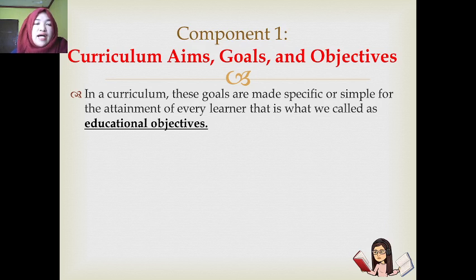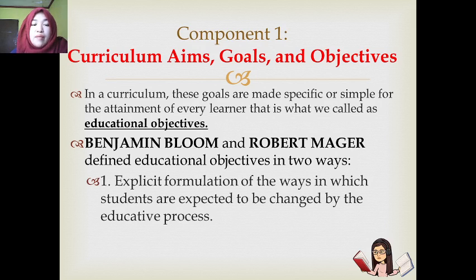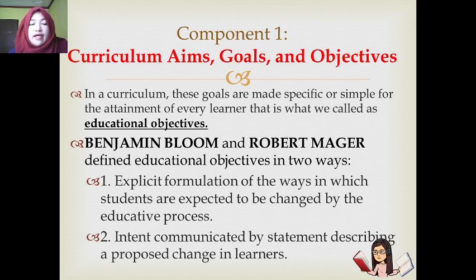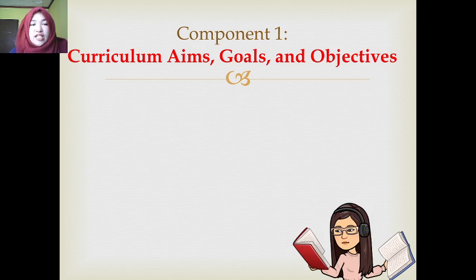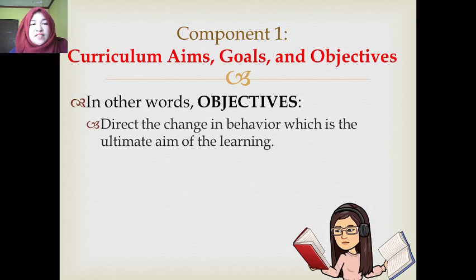That is what we call educational objectives. Benjamin Bloom and Robert Mager define educational objectives in two ways. Number one, explicit formulation of the ways in which students are expected to be changed by the educative process. And the second one, intent communicated by a statement describing a proposed change in learners. In other words, objectives direct the change in behavior, which is the ultimate aim of the learning.